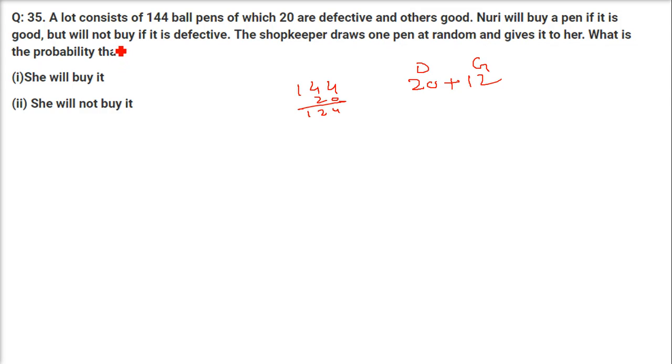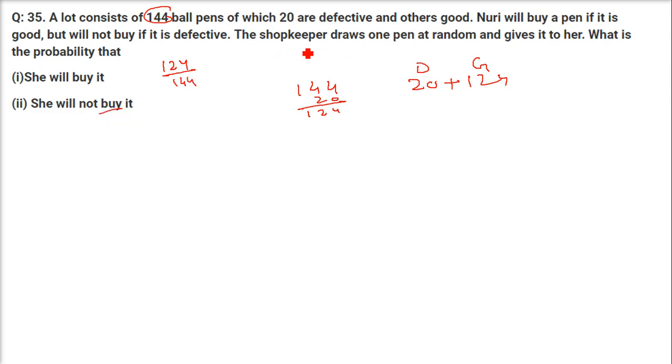Noori will buy a pen if it is good, but will not buy it if it is defective. The shopkeeper draws 1 pen at random and gives it to her. What is the probability that she will buy it? She will buy it, that is, it has to be a good one. So how many goods are there? 124. And how many total are there? 144. So the probability she is going to buy is 124 by 144.